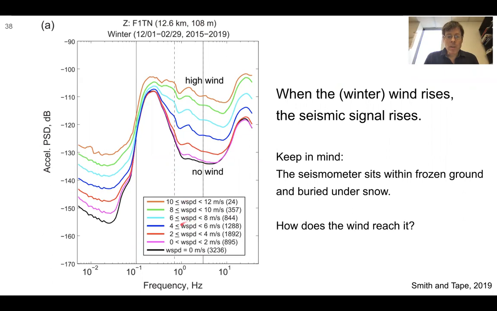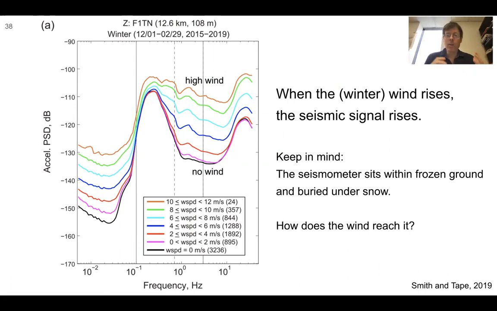By each bin, you can say, show me what the spectrum looks like when the winds are 0 to 2 meters per second or 2 to 4. What you see is an extremely coherent picture, which is that as the wind gets higher for this station, the seismic noise gets higher. And keep in mind, the seismometer in the winter sits within frozen ground. Ground is frozen. You could not dig this up. You couldn't stick a pick into the ground.